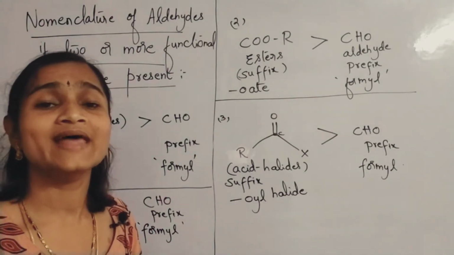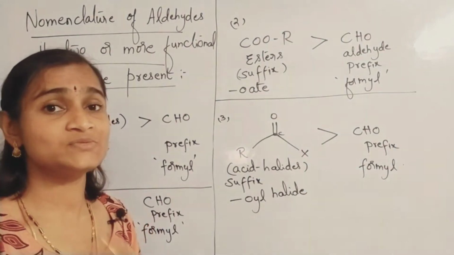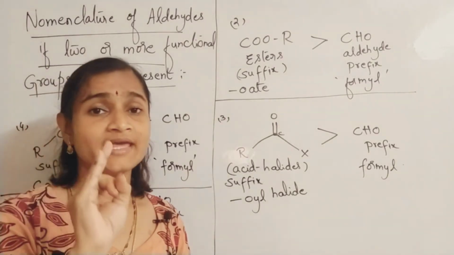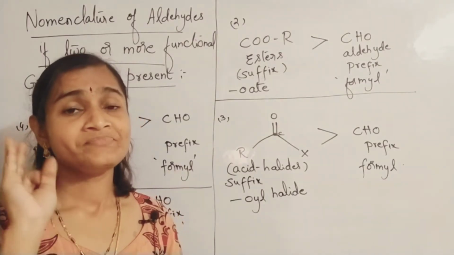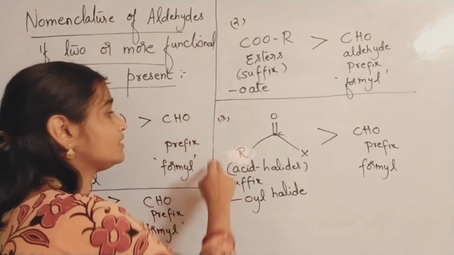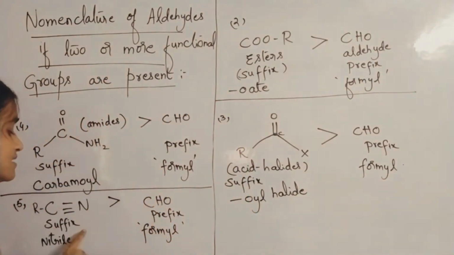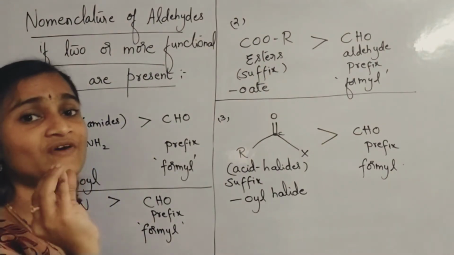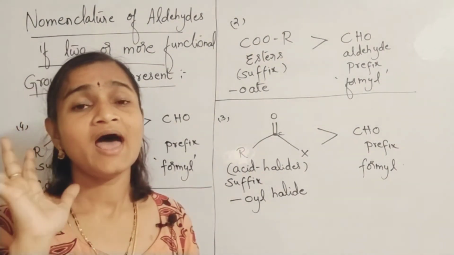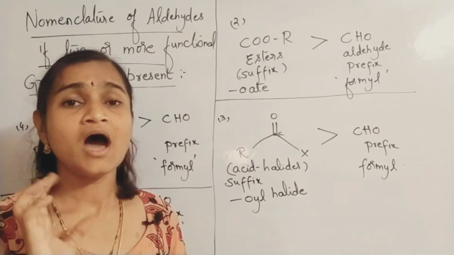More priority than aldehydes. First one are acids and second one are what? Esters. Third one are acid halides. Fourth one are what? Amides and cyanides. These 5 functional groups are having more priority than aldehydes.